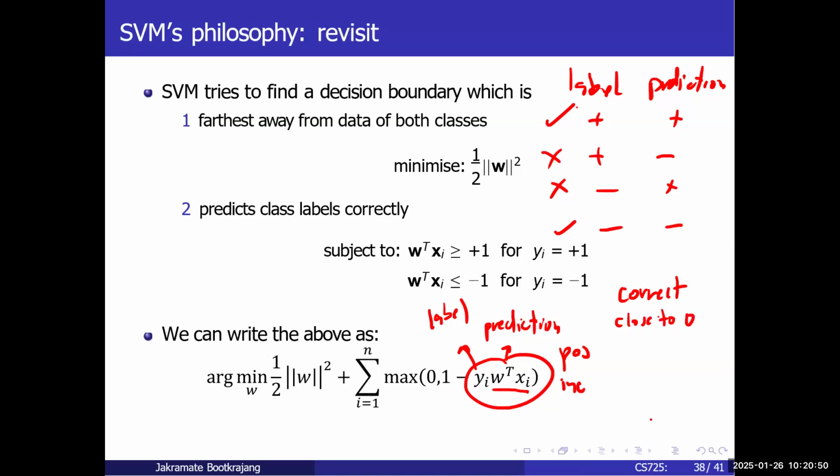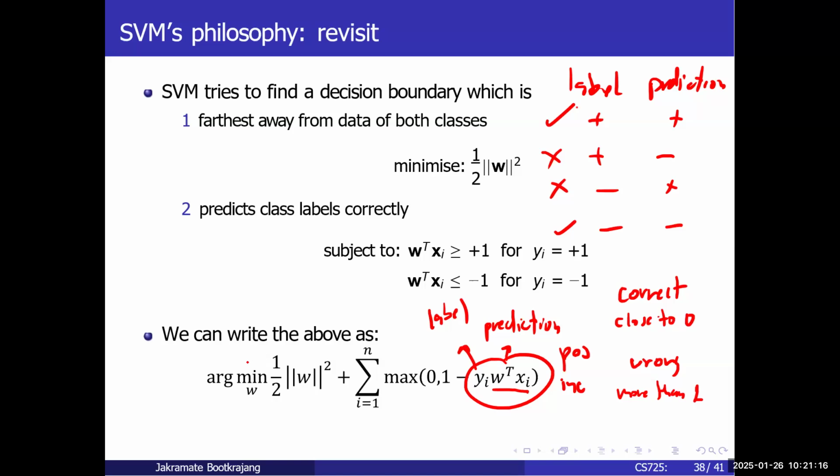Very small number. If you are wrong, you get a negative number. And one minus a negative number, you get a number that is more than one, right? Because when you subtract a negative number, it's basically you add, right? So you have a number that is more than one.